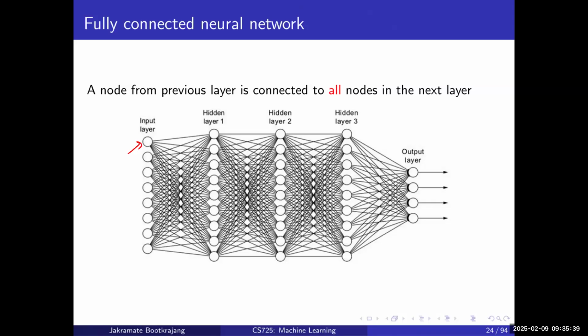So this is the most common structure, right? If you don't know what to do, just use all the weights, right? The only downside is the number of parameters. You have a lot of parameters from this.